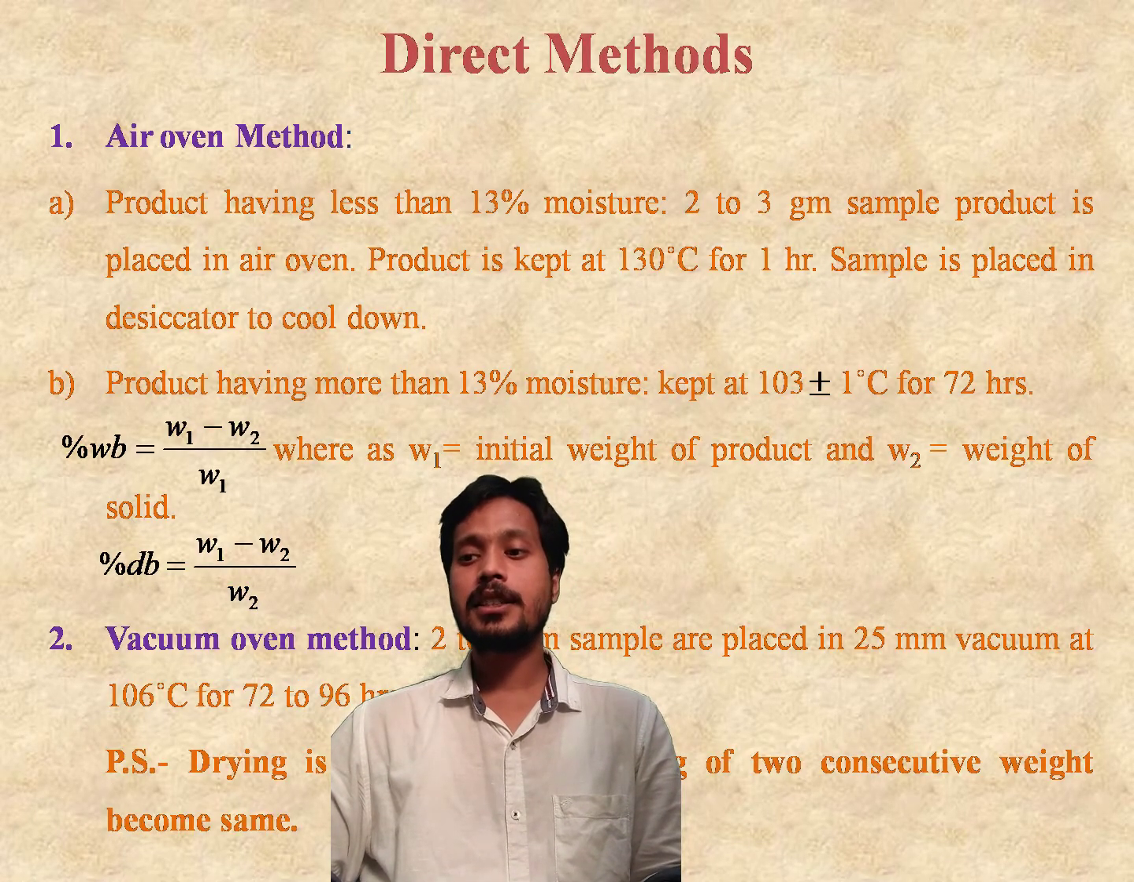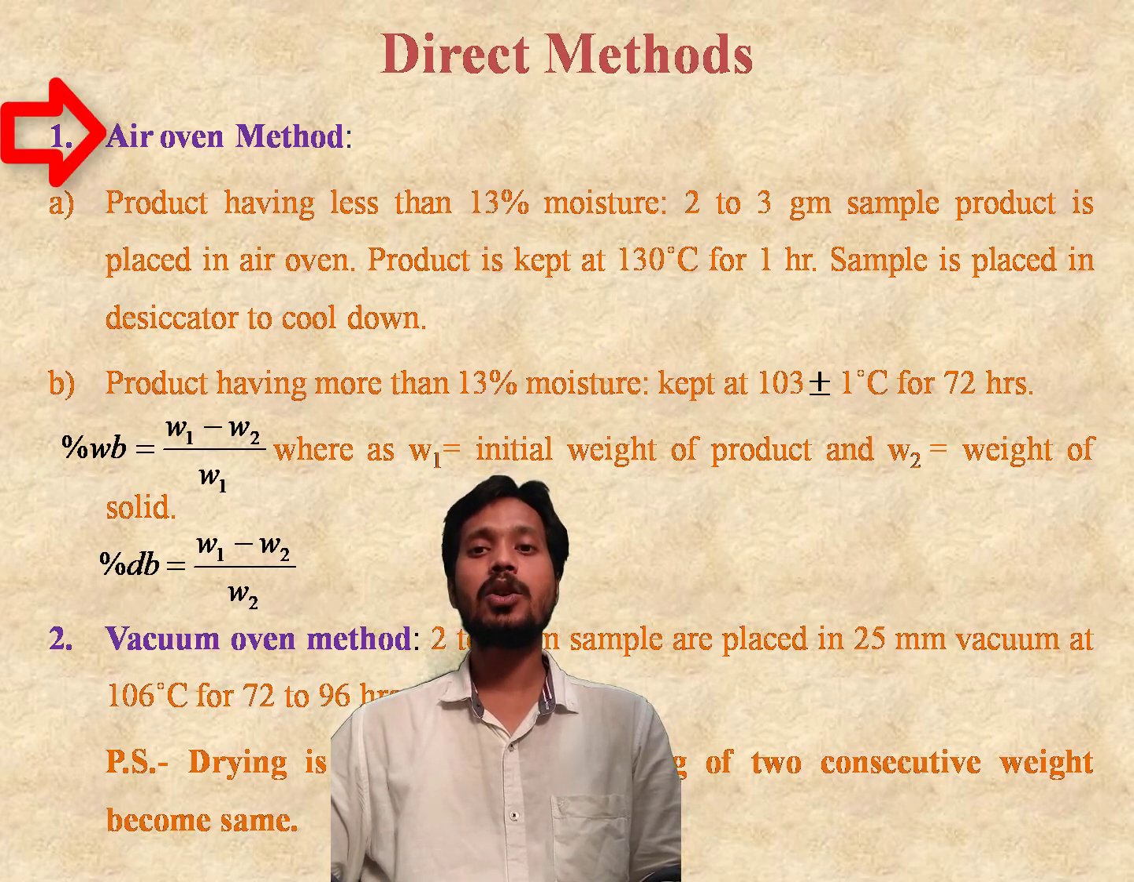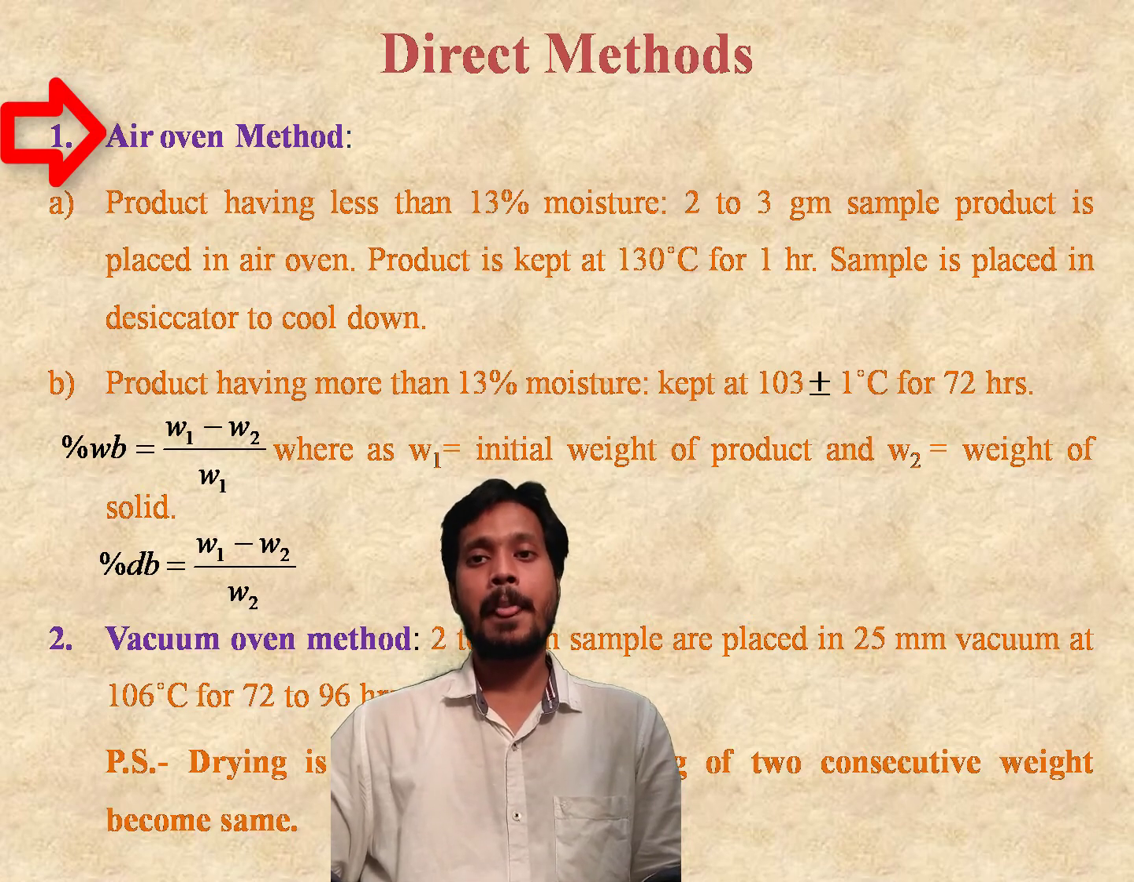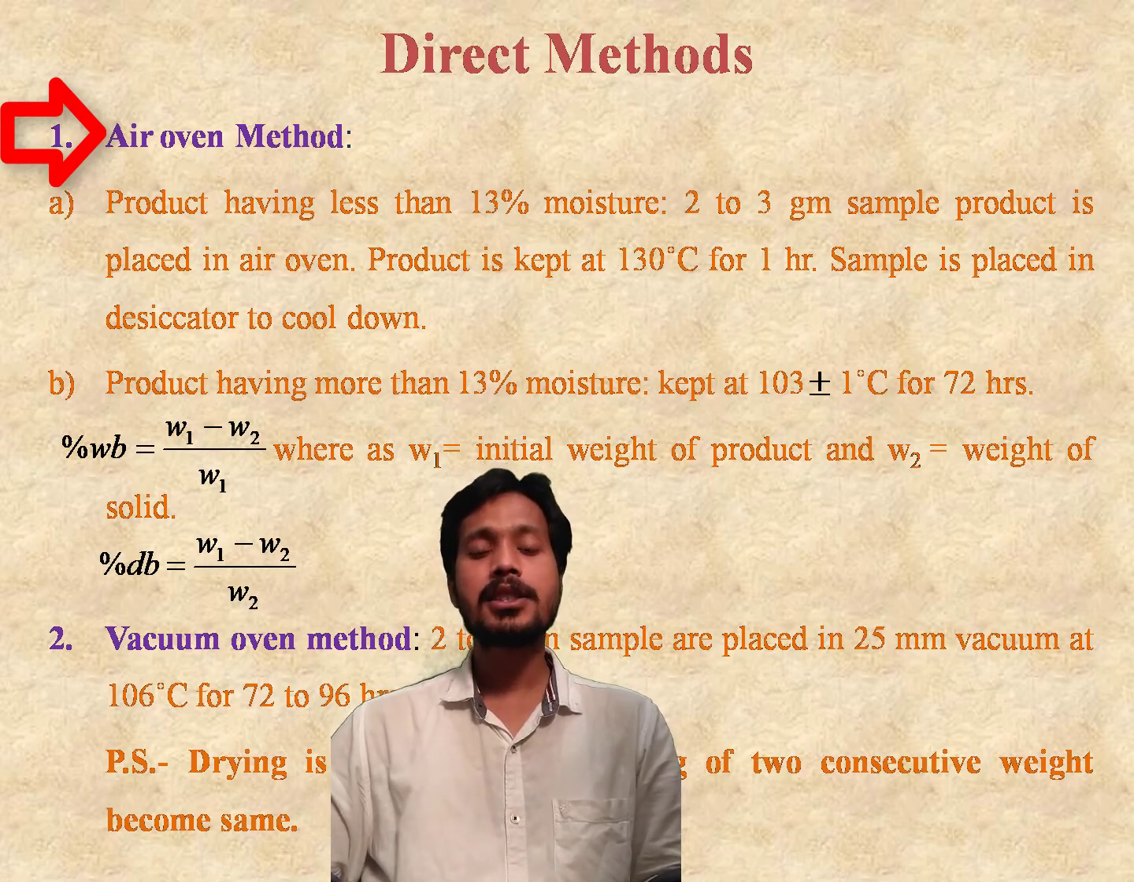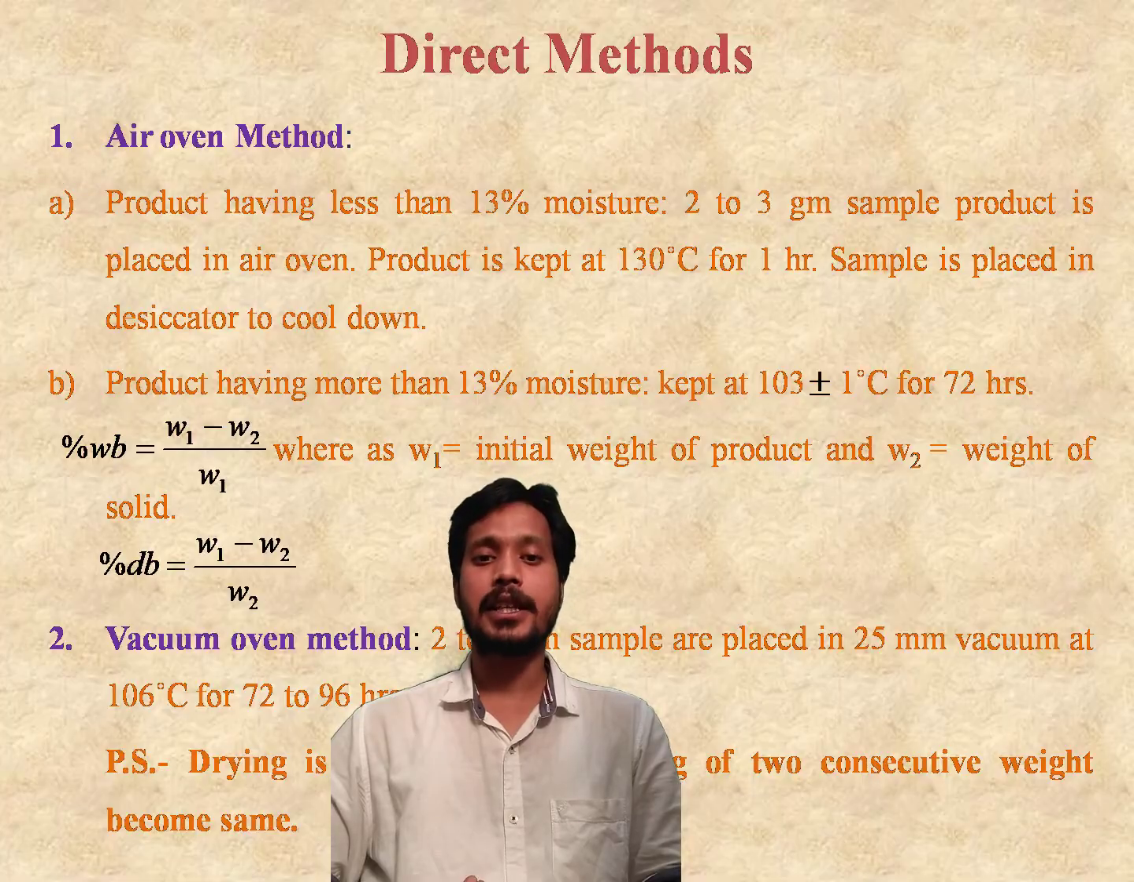Now there are some direct methods available. The first method is the air oven method. In this air oven method, products having less than 13% moisture are mainly used. 2 to 3 grams of sample is taken for the air oven method. Now why is this small amount of sample taken? Why don't you take a large amount of sample?